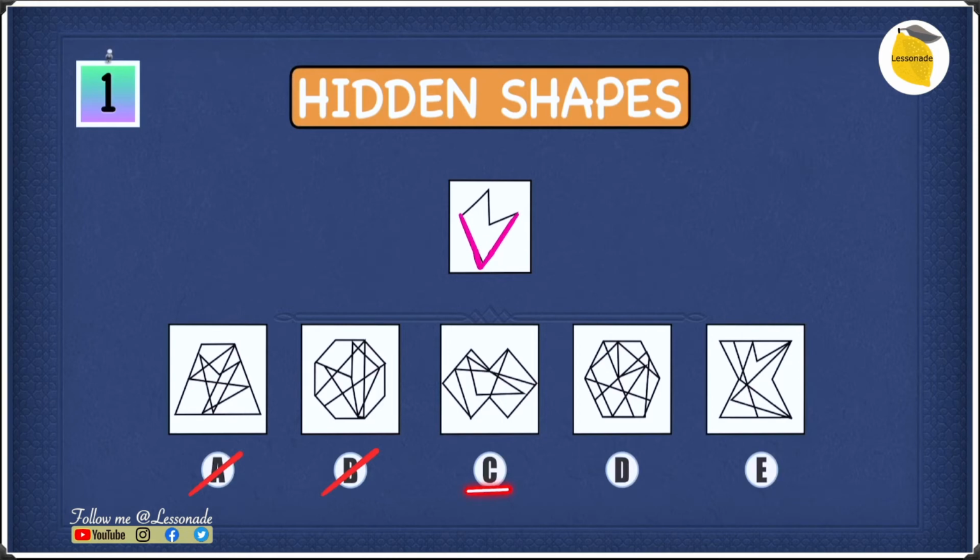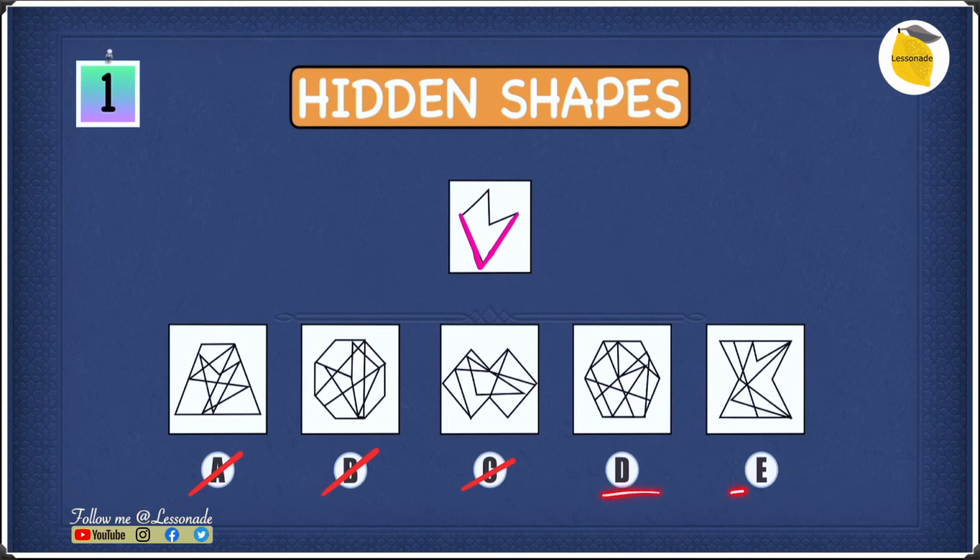So now let's move to C. We have three options left, C, D, and E. Let's start with C. In C, we cannot find the same V shape as this one. The only V shape that is anywhere near close is this one right here, and even this V shape is a bit wider than the one we have at the top, which means we can cross off C as well.